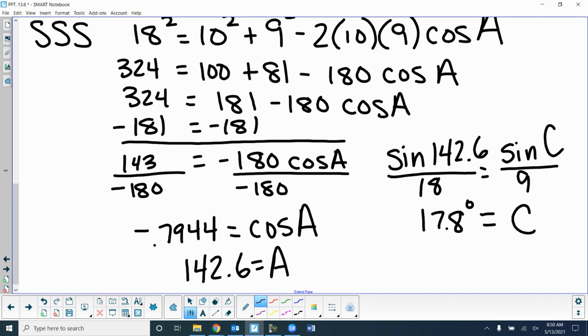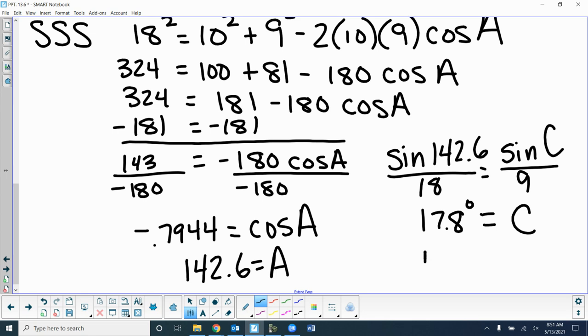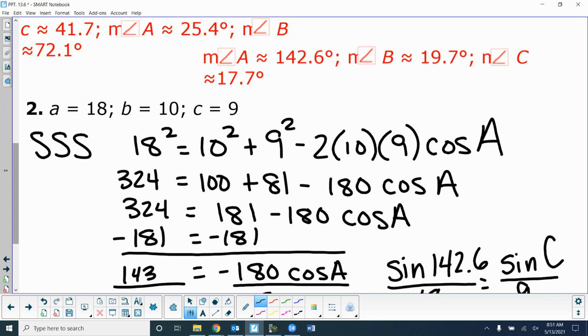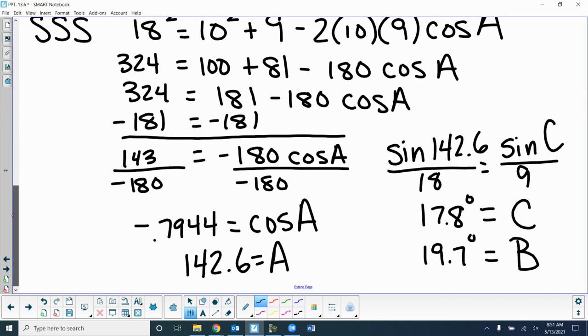So I'm going to add the 142.6 to that. And then subtract from 180 for the third angle. 19.7 for B. So I solved that. I had to find the 3 angles. Is that what the answers were? 19.7, 17.7, mine were 17.8.